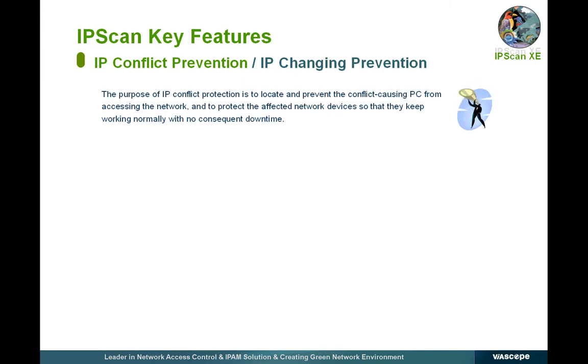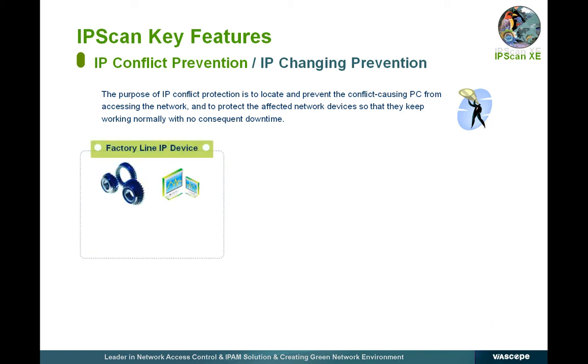As the core of the IPScan solution, the purpose of IP conflict protection is to locate and prevent the conflict-causing PC from accessing the network, and to protect the affected network devices so that they keep working normally with no consequent downtime. The protection feature is widely used in most network-based companies in various industrial fields. For example, in the machinery industry, an IP conflict due to a change to an IP that is used in a factory automation machine may occur by an unauthorized PC or laptop computer user, leading to factory shutdown, a serious problem.